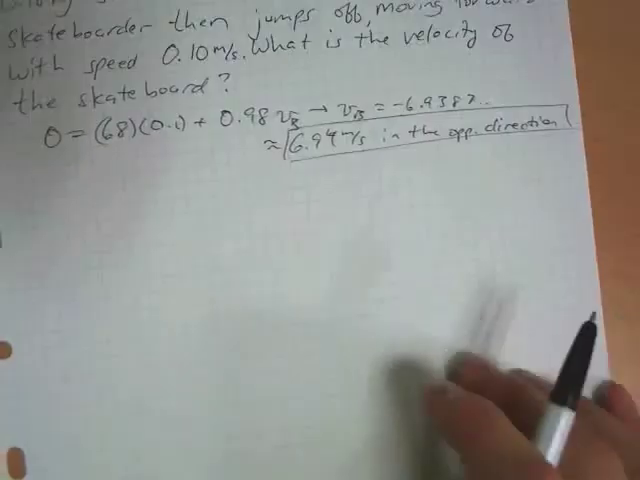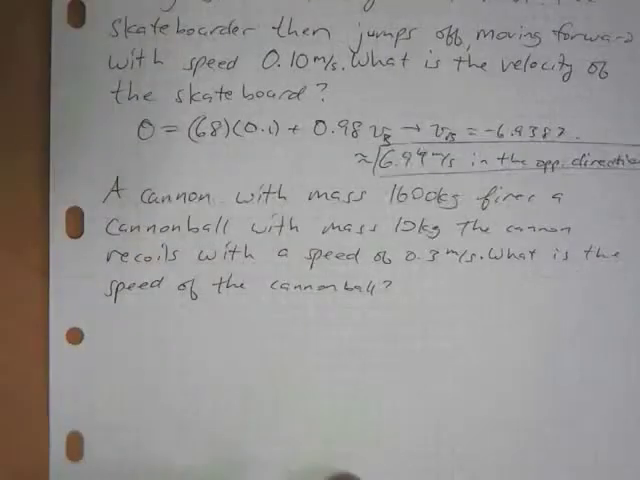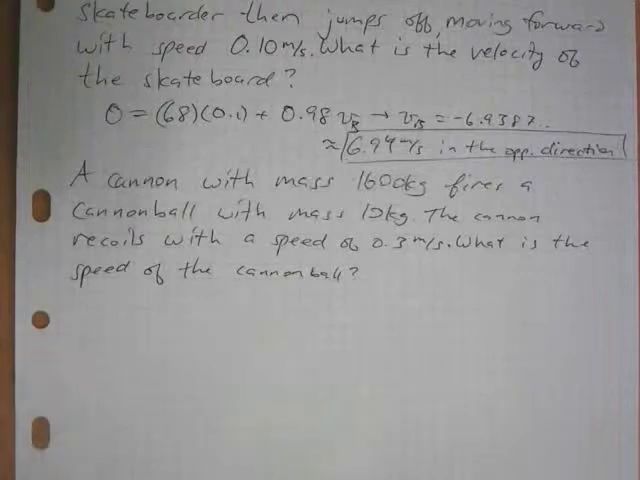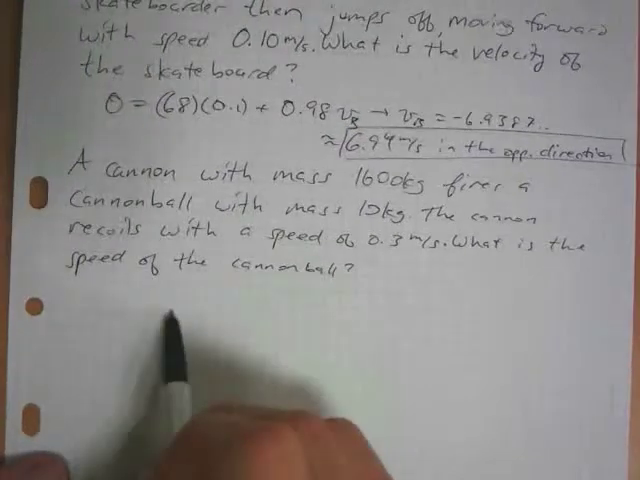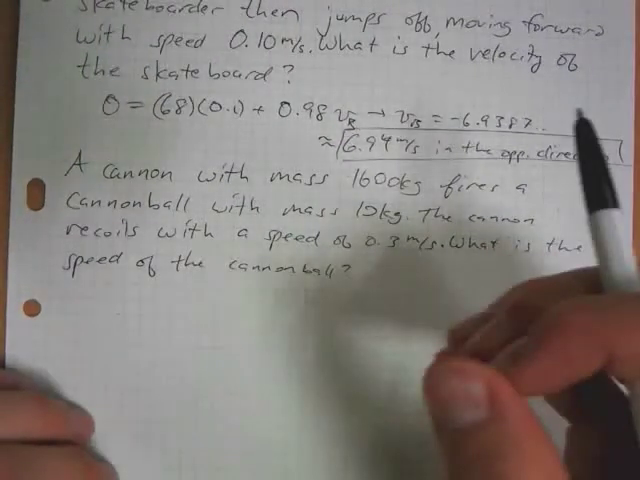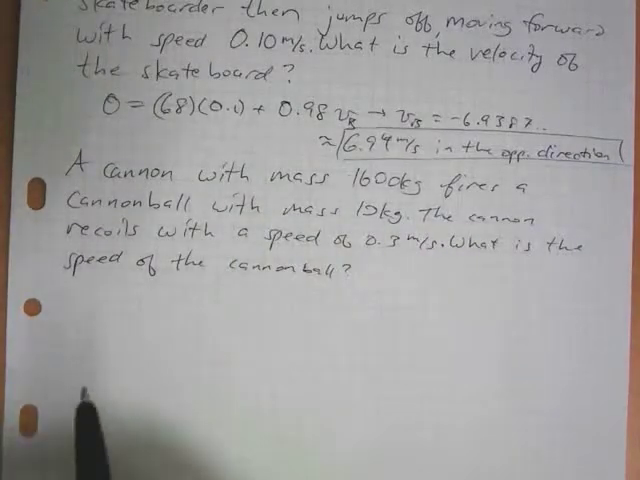If we take a similar question here, though it may not look like it on the surface, we've got a cannon with mass 1,600 kilograms, and it fires a cannonball with mass 10 kilograms. The cannon recoils with a speed of 0.3 meters per second. What is the speed of the cannonball? I don't know if you've ever seen an old movie, but when a cannon fires, it jerks backward. And that's because of conservation of momentum.